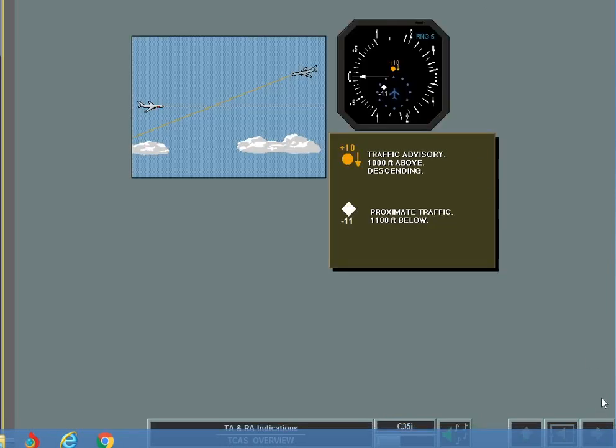Let's look at the TA again. This intruder is about 5 miles in front of you, 1,000 feet above you and descending. It's less than 45 seconds from the CPA. Also, there is proximate traffic at 10 o'clock, 3 miles away and 1,100 feet below you.